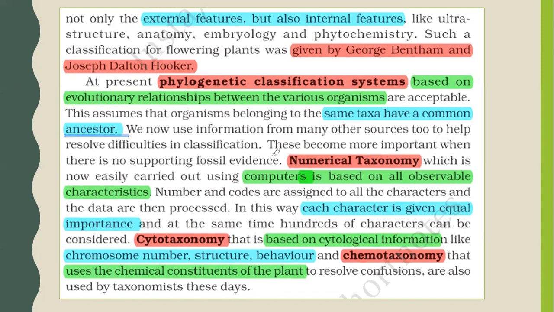We use three different methods for this classification. The first one is numerical taxonomy. That is done with the help of a computer based on observable characters by using numbers and codes for specific characters. And second is cytotaxonomy, that is based on cytological information, chromosome number, structure, and behavior. And the last basis is chemotaxonomy, that uses chemical constituents of the plants. Done.